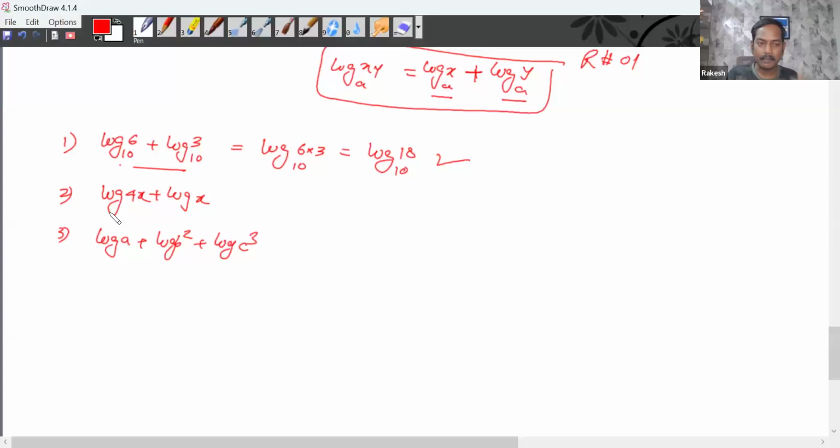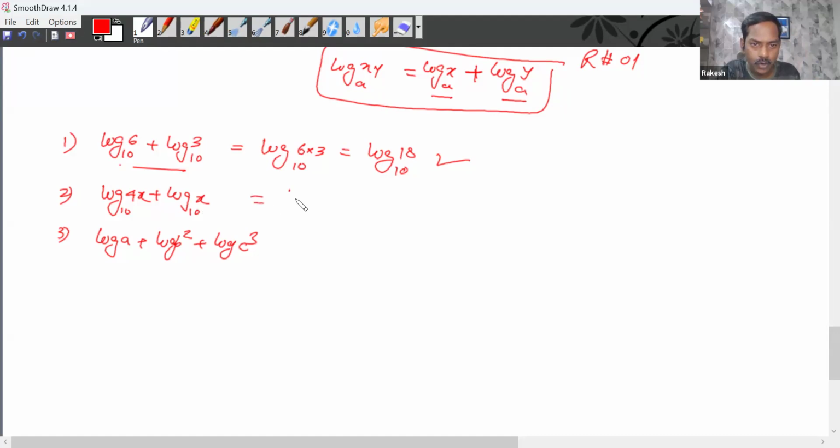Here, surprisingly, I have not written the base. Many times it happens that the base is not given. That doesn't mean that there is no base. If in any question the base is not mentioned and only the logarithm is written, then it is assumed that the base is 10. We don't need to write 10 again and again. We just write log of that, with the assumption that everybody knows that if the logarithm has no base written, it is actually base 10, right?